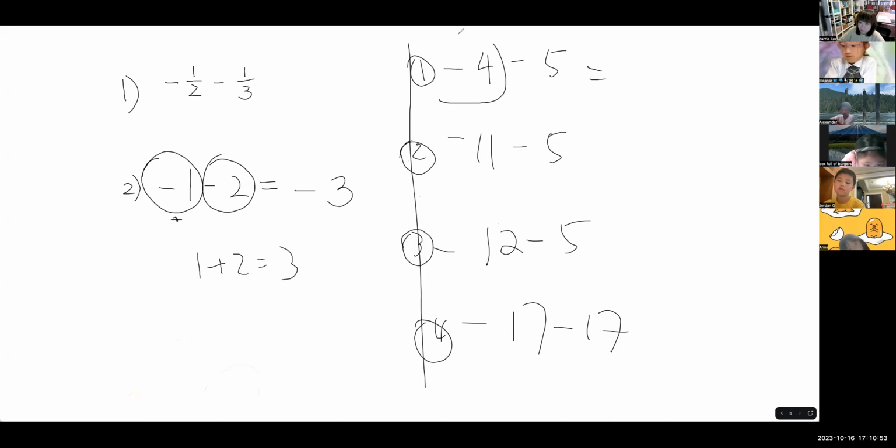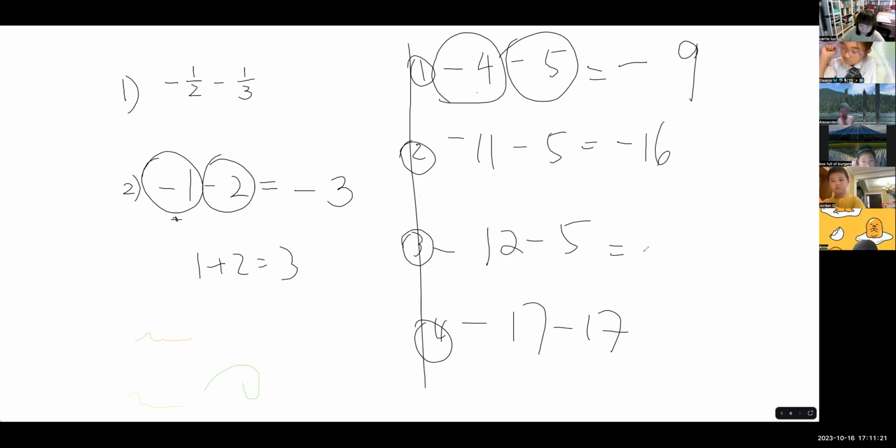This is a negative number and another negative number. Two negative numbers together are still negative, right? So 4 plus 5 equals what? Equals 9, -9. Correct, Eleanor? Very good. Okay, number 2, Alexander, -11 minus 5 equals what? -16. Very good. Okay, next one, Anna, -12 minus 5 equals what? -17. -17, right? Okay, last one.